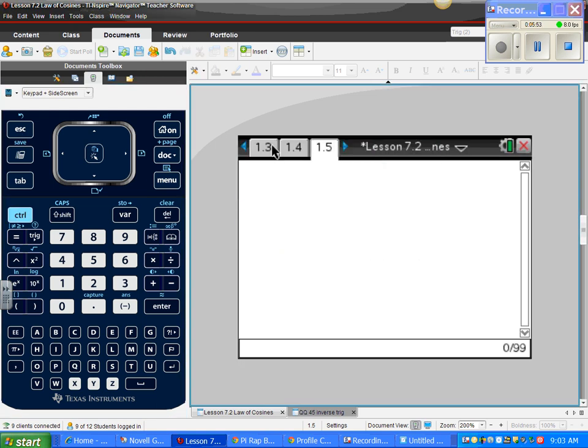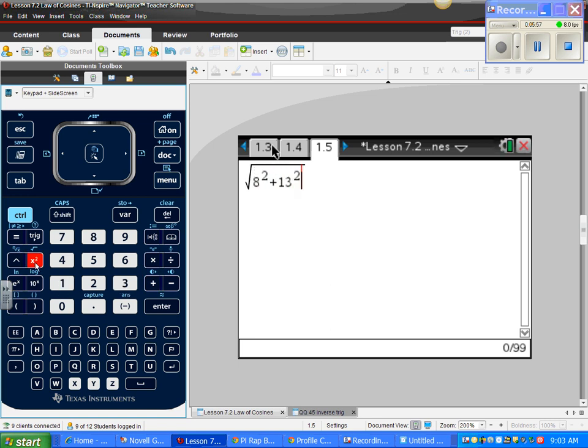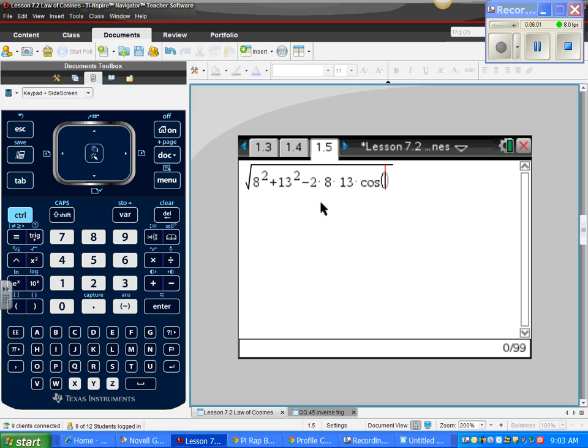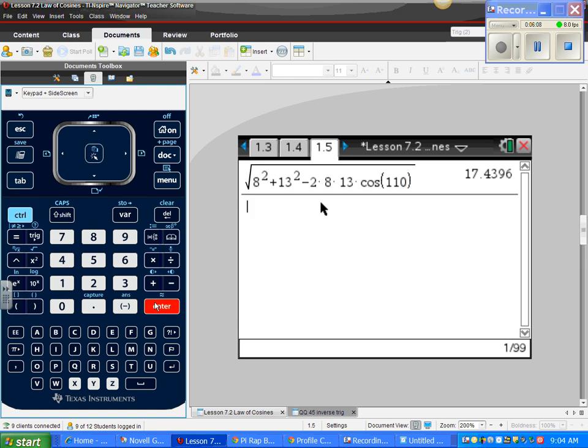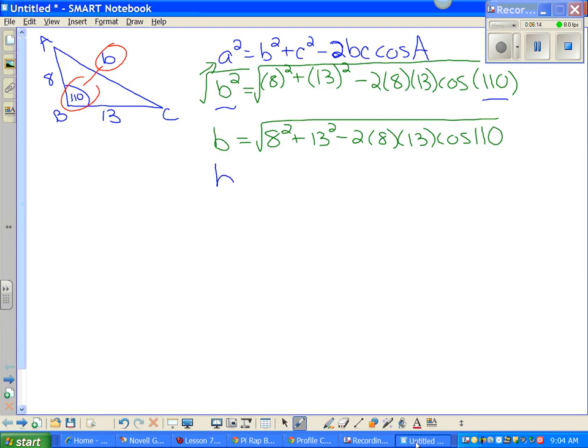Okay, so I'm going to put in the square root of 8 squared plus 13 squared minus 2 times 8 times 13 times cosine of 110. So just the way you see it. And to the nearest tenth we get 17.4. And what kind of sign do I want to use here? Do I want an equals? Approximately. And there we have it.